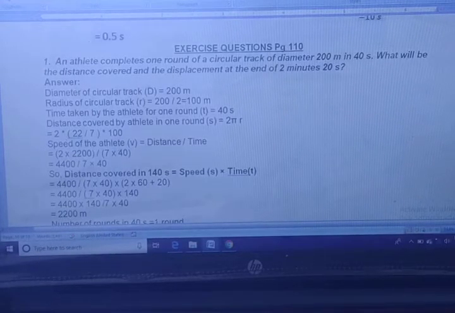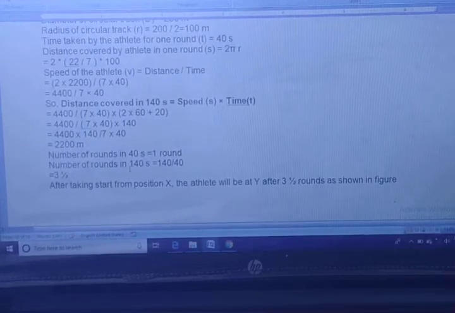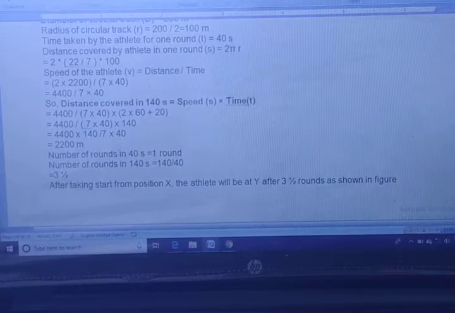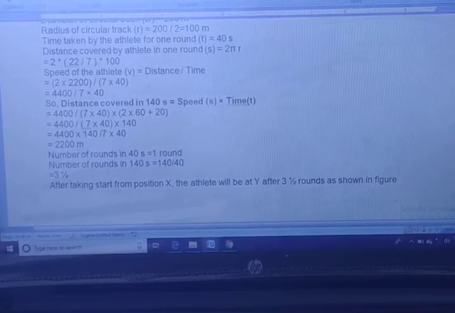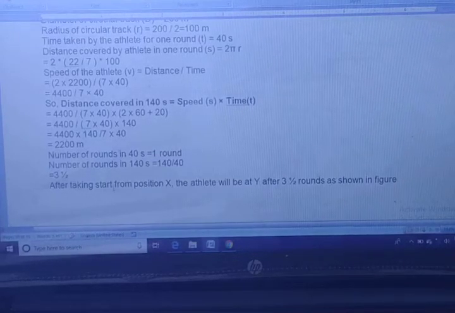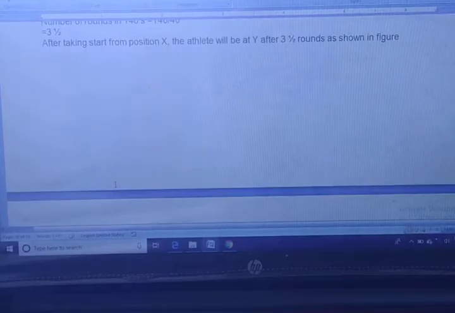So the distance covered in 140 seconds is speed into time, 4400 upon 7 into 40, into 2 into 60 plus 20. So the final answer is 2200 meters. The number of rounds in 40 seconds is 1, and the number of rounds in 140 seconds is 140 by 40, which is 3.5 rounds. You can see here each and every question I have solved.